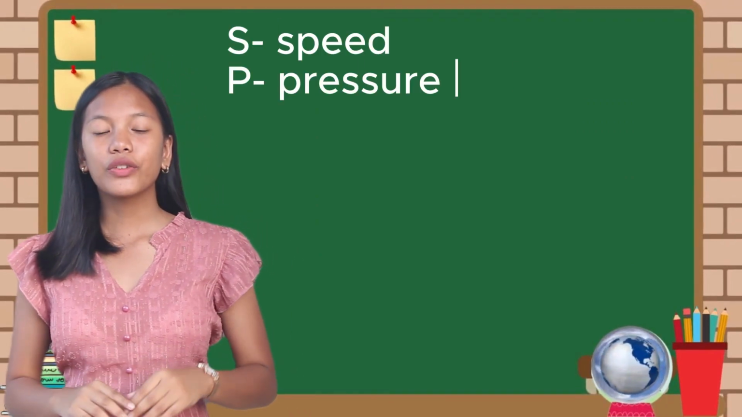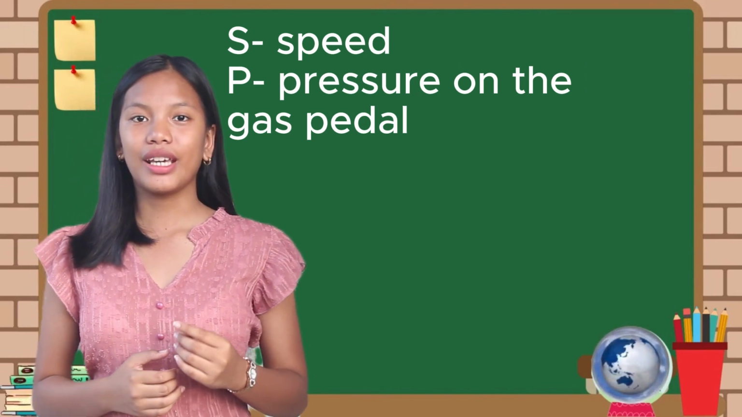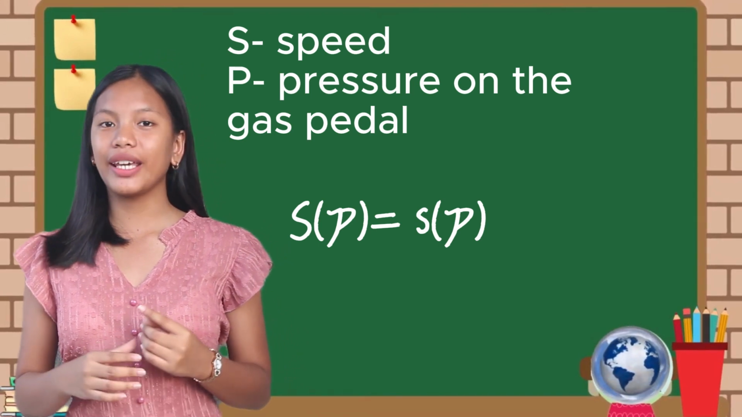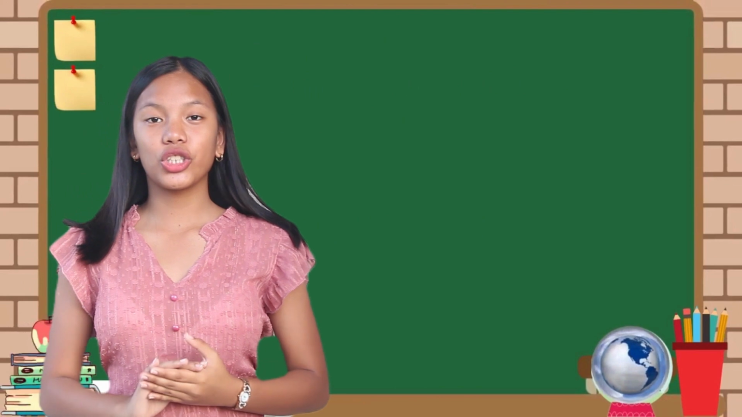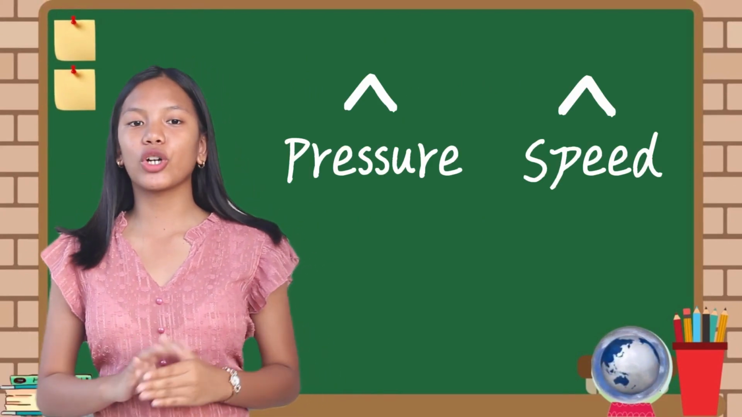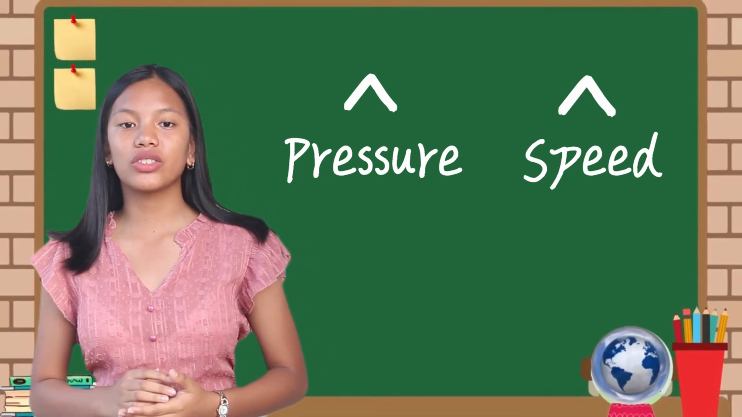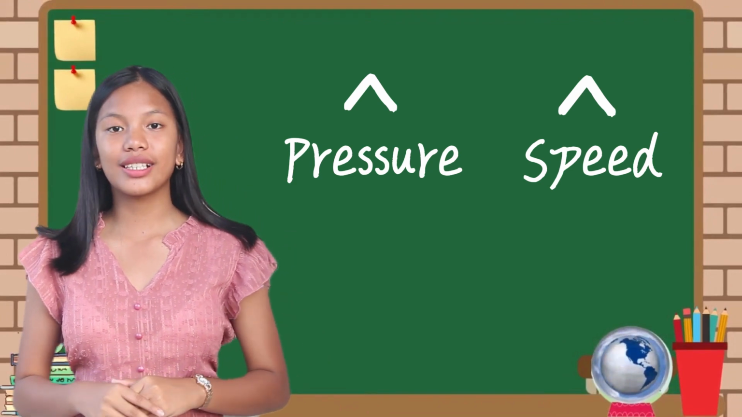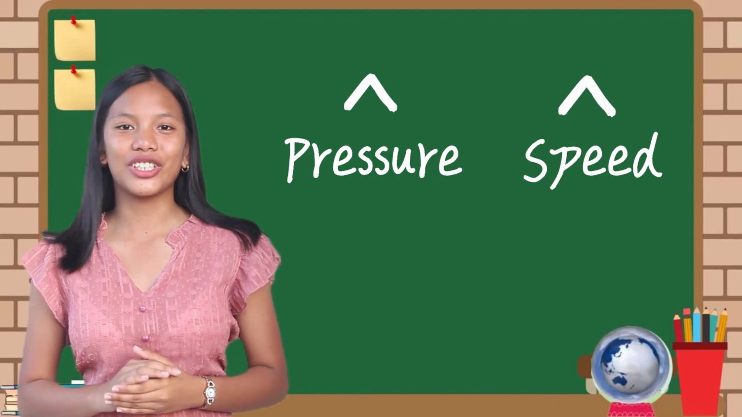Say S for speed, where S is the function of the pressure of the gas pedal, P. So S of P is equal to the speed of the car with pressure P on the gas pedal. As we can see, this function will demonstrate that as the pressure of the gas pedal increases, the speed of the car also increases. However, it is important to note that this relationship might not always be linear. The various other factors like terrain and the engine power could also influence the overall function.